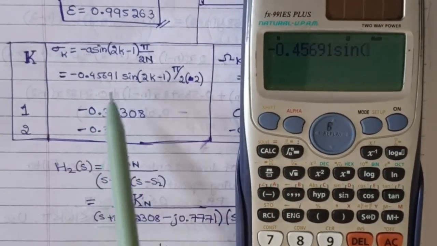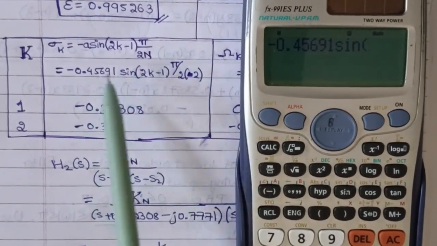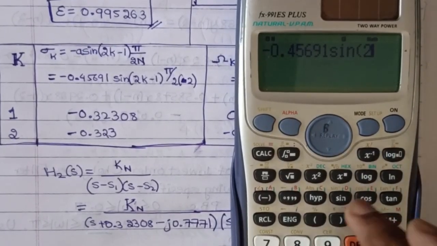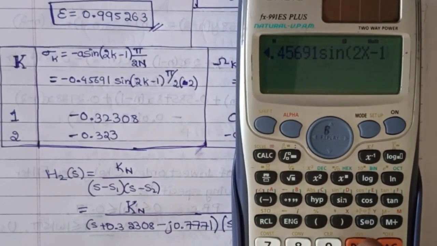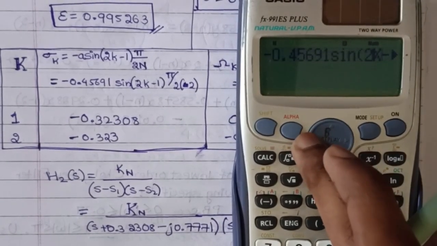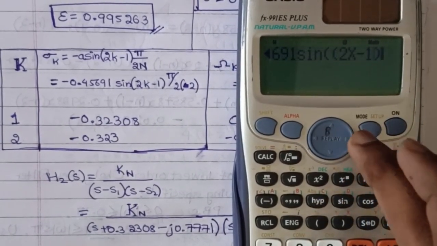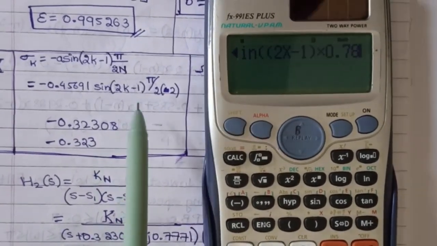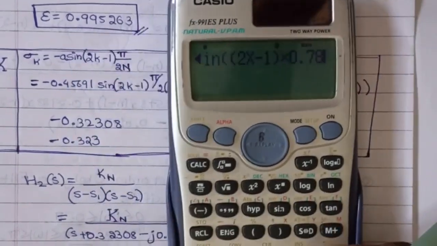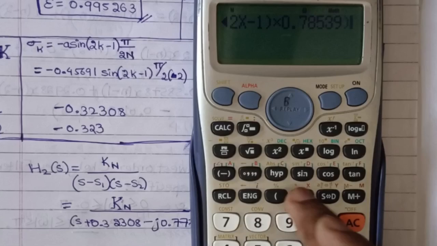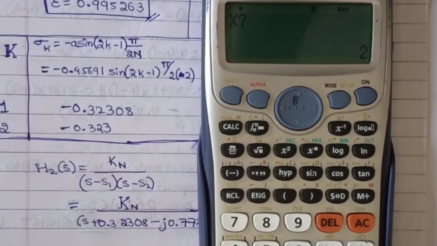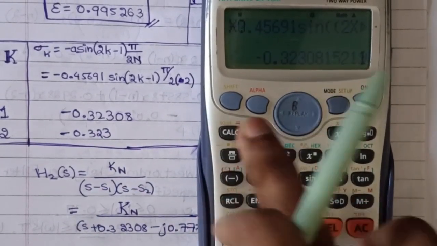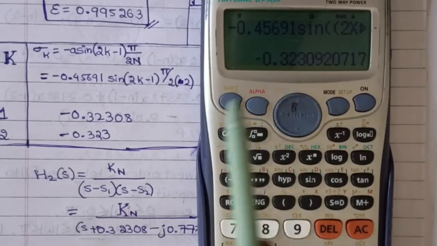We have to feed the equation to find the value of sigma k. Feeding this equation in the calculator, minus 0.45691 sine of (2k minus 1). I will take 2 as x, 2x minus 1, into the pi by 4 value, which is 0.78539. Calculating at 1, we get minus 0.32308. Calculating at 2, minus 0.323.